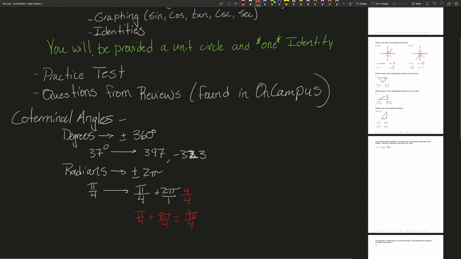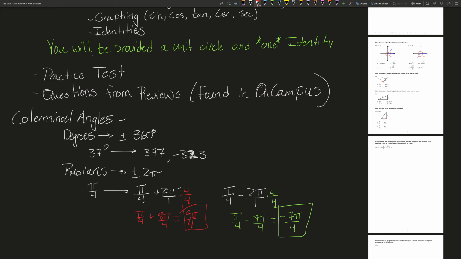To get the negative coterminal angle, we subtract 2 pi. So we have pi over 4 minus 2 pi, and again we get a common denominator. Once we have that, we just deal with the numerator: pi minus 8 pi is negative 7 pi. And we have our two answers. So that's coterminal angles, which should be one of the easier things you do.